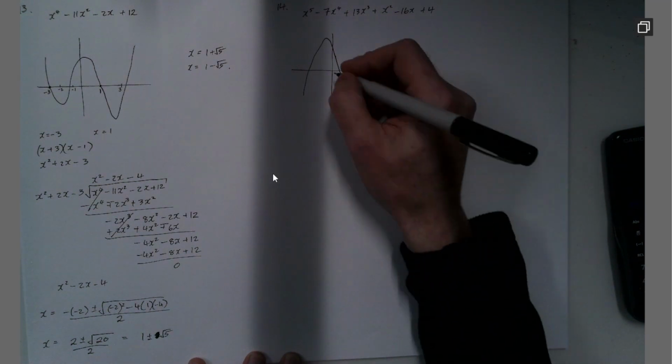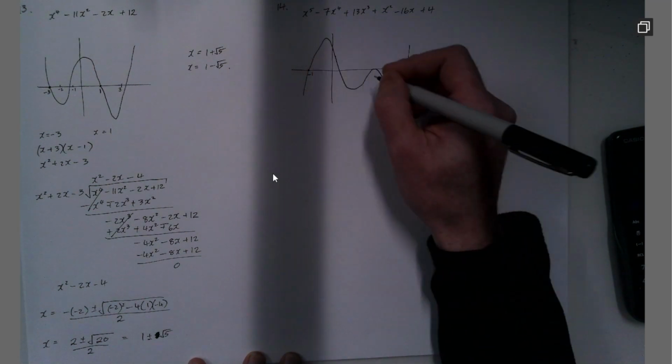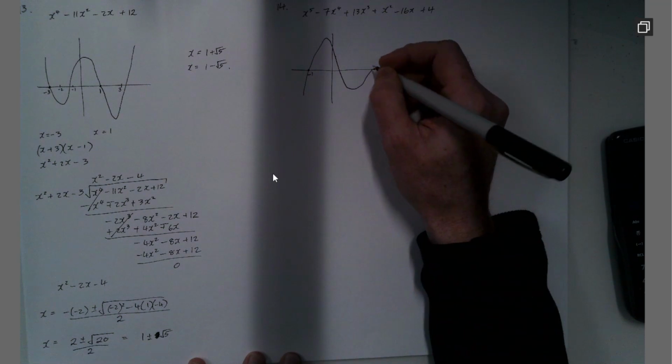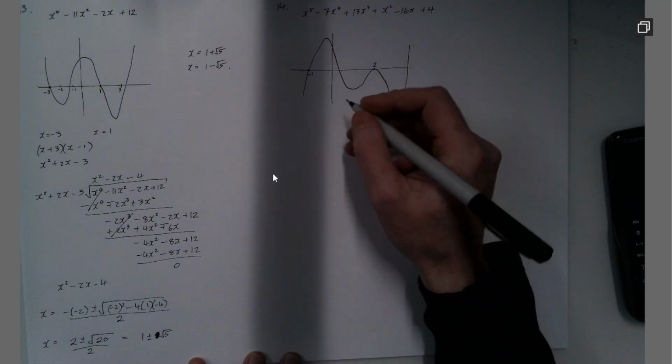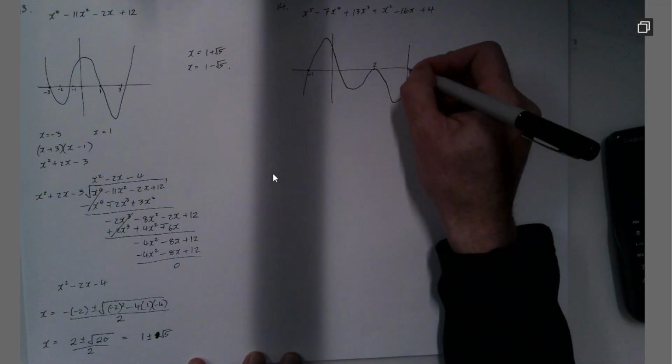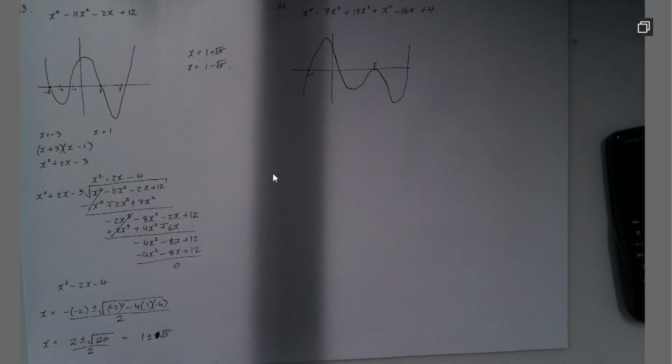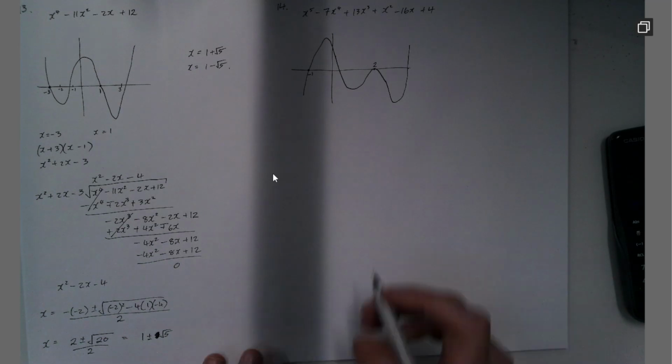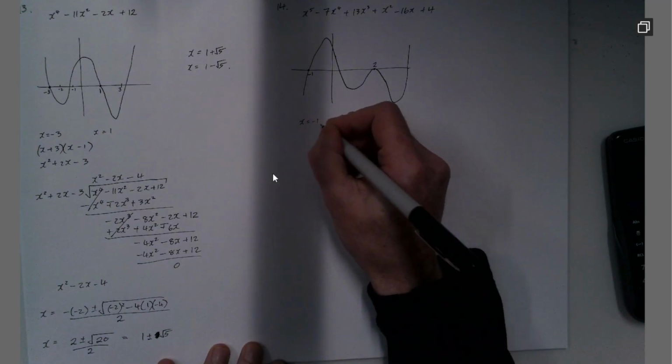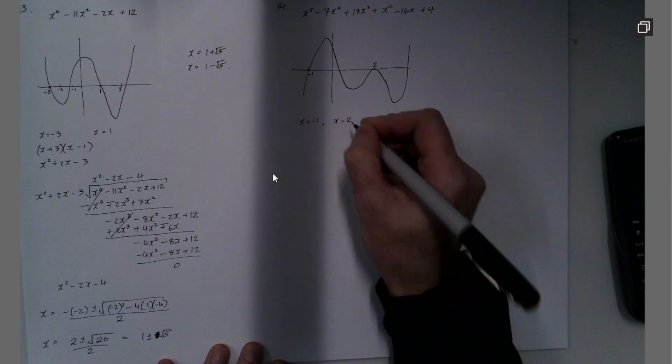Right, so two integer roots are going to be minus 1 and 3. Those are our integer roots, and this is our non-integer root. So can we see now the roots? The roots are x equals minus 1 and x equals 3.